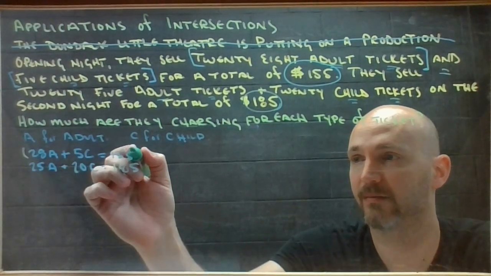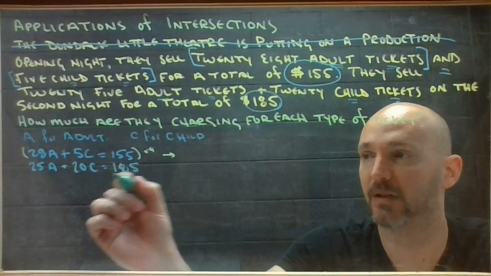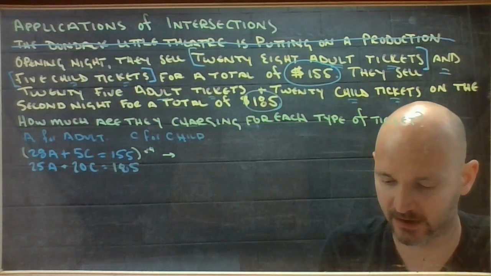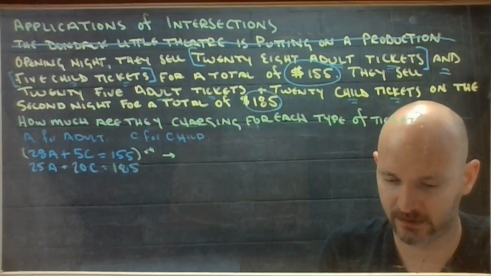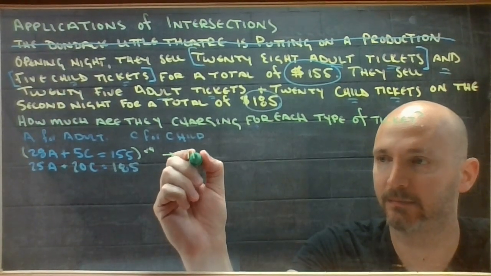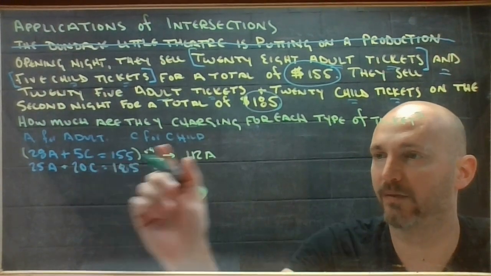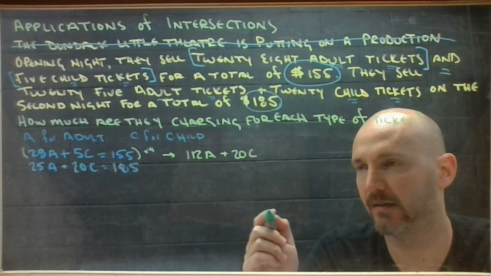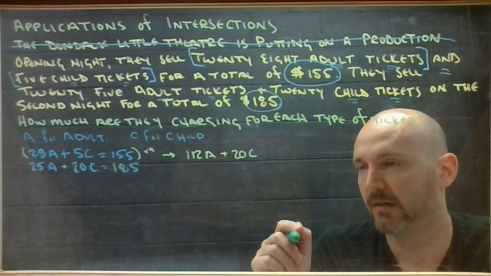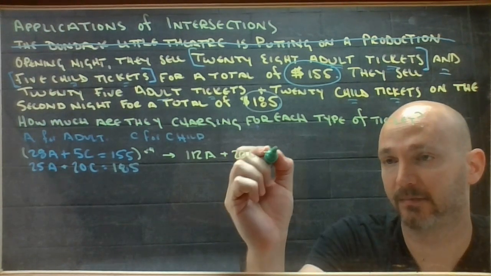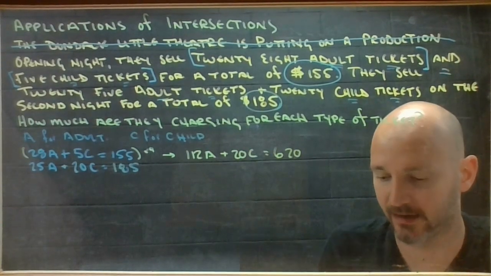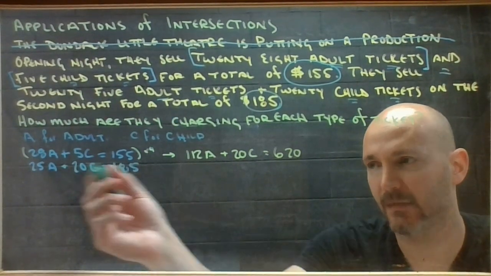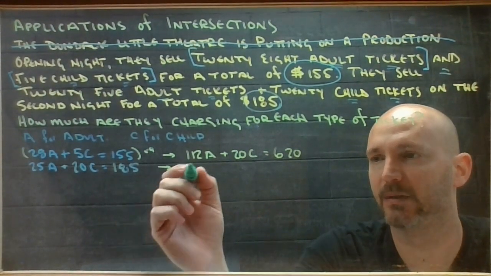Take this equation and multiply it by 4. So 4 of these would be 112, I think. Let me check that. Yep. 4 of these would be 20. 4 of these would be 620. I'm going to check that too. Yep. And this one, I'm just going to leave it alone.